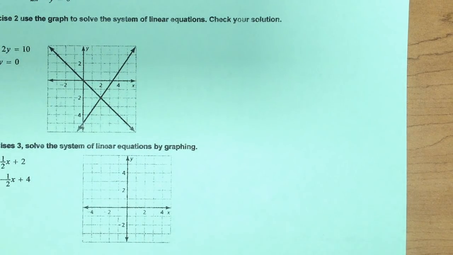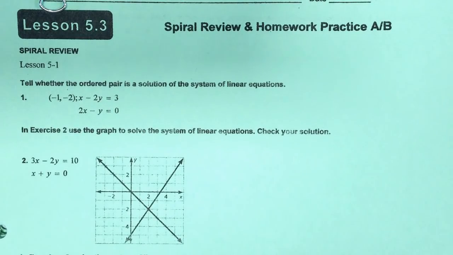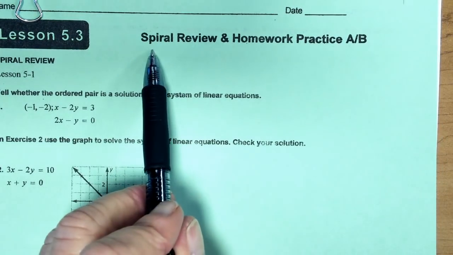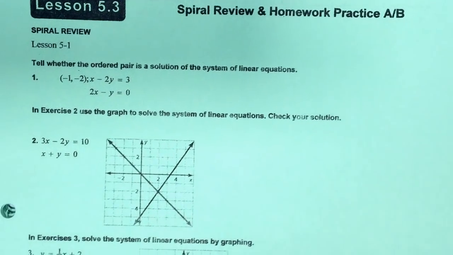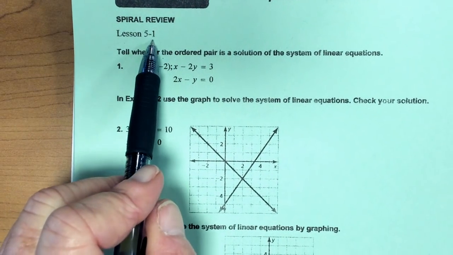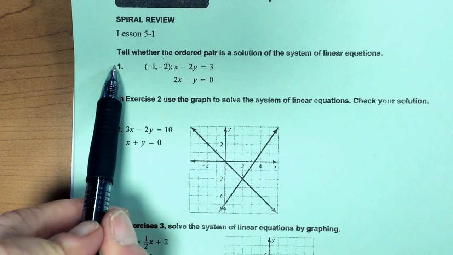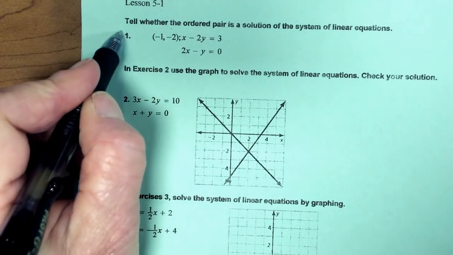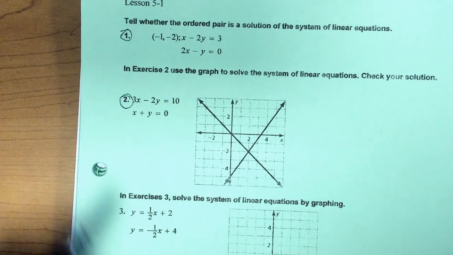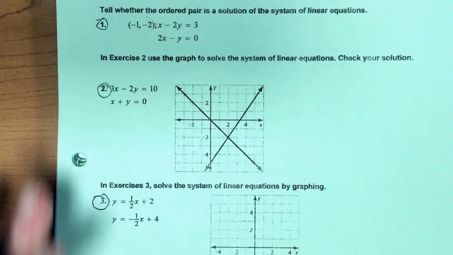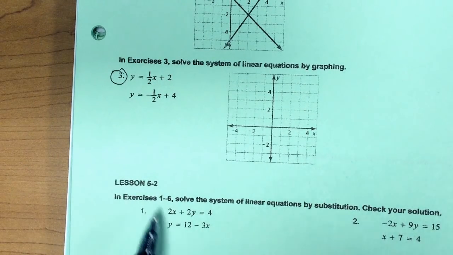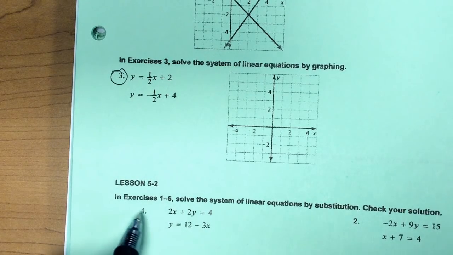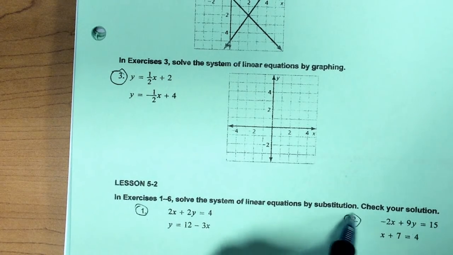The second worksheet is going to be lesson 5-3. This is going to be a spiral review and homework practice. On this page, this is a spiral review all the way from lesson 5-1. So most definitely do number 1, number 2, and number 3. Those are review. And then in lesson 5-2 right here, I'd like you to do number 1 and number 2. Again, this is a review.